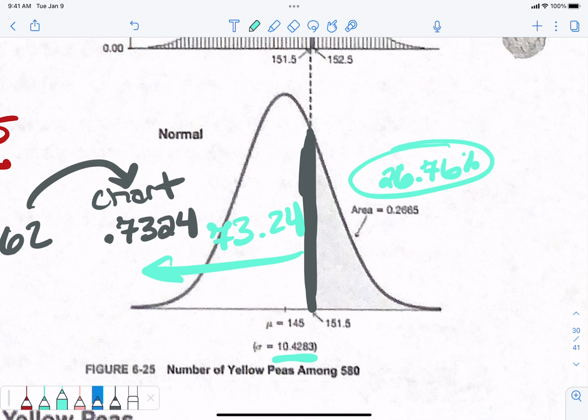When the average is 145, 150, I don't know, whatever. Anyway, regular peas, yellow peas. We're talking about yellow peas. I love hummus. So 26.76. Do you see how that works?